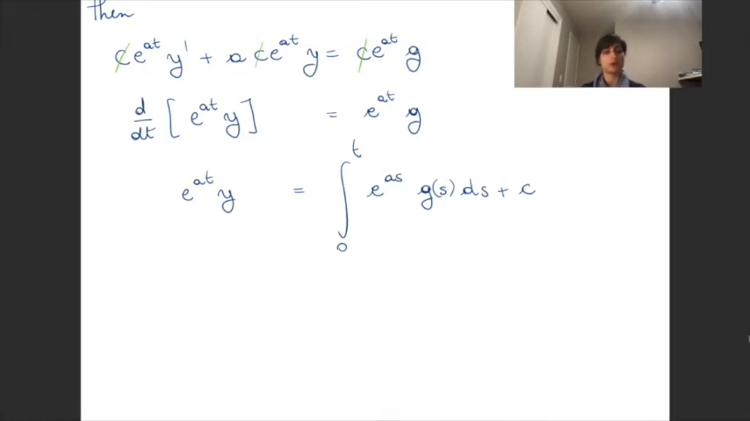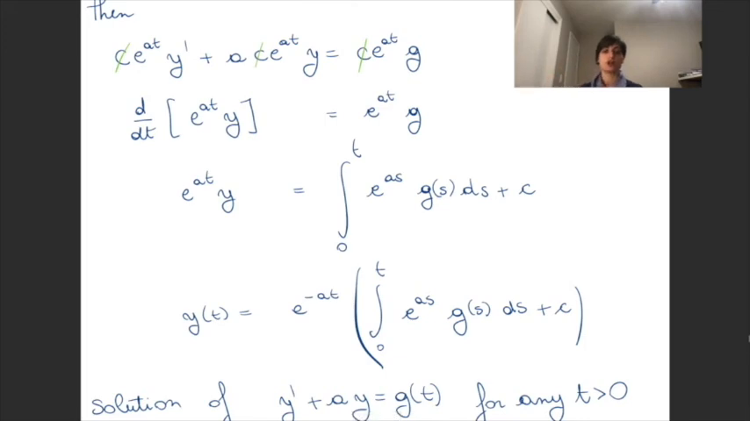So, as before, we can integrate both sides. The left-hand side just drops the derivative with respect to t, while the right-hand side gains an integral with respect to t, plus c. c, as before, comes from the integration of the left-hand side, in which we don't know the value of y at 0. And now, well, we have everything.